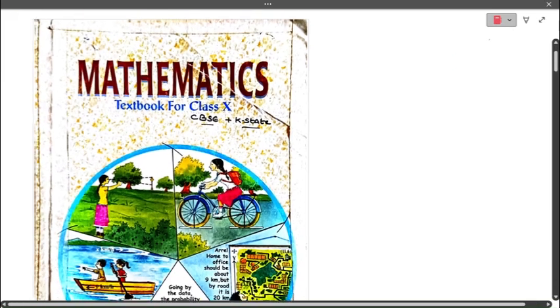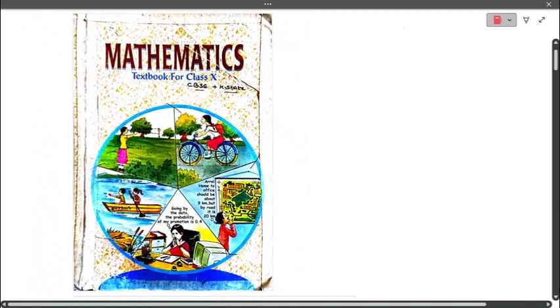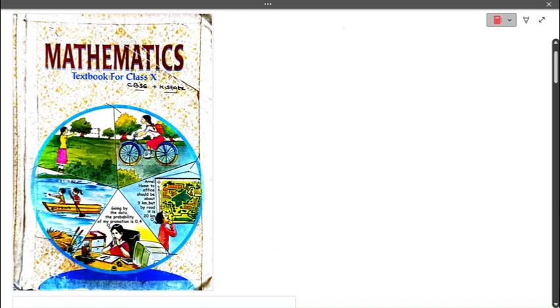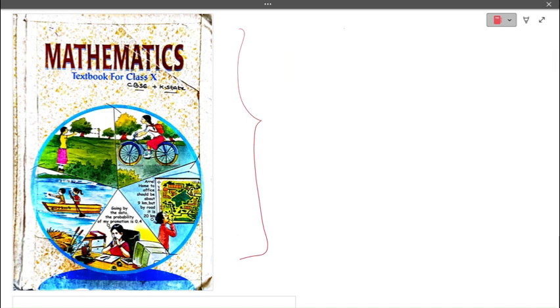So as you can all see, this is your NCERT textbook. This is the book we shall be using for this year. The complete syllabus which we will be dealing with is from this textbook.